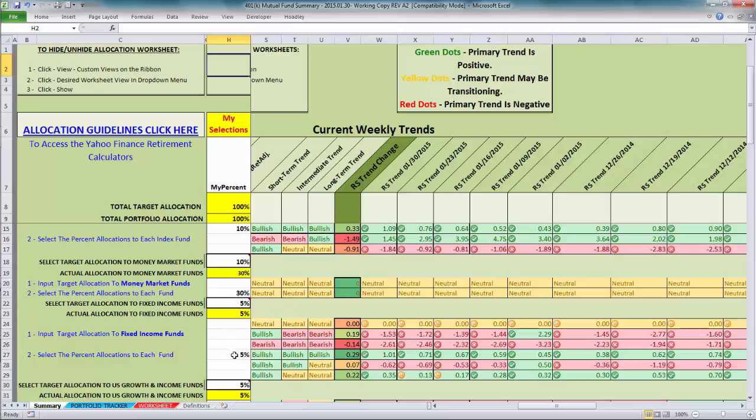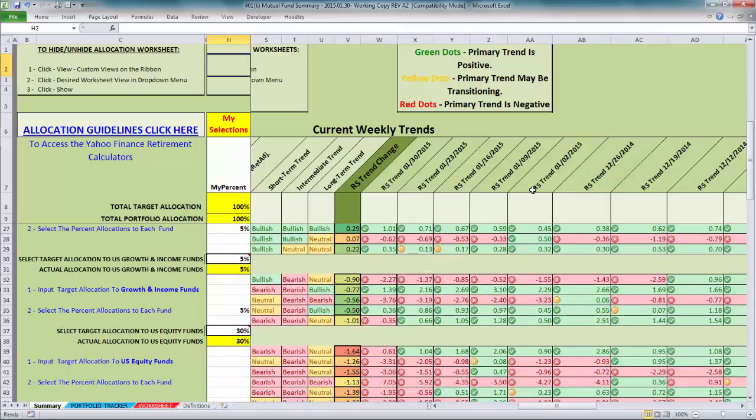Next, let's go to our fixed income funds. You'll see we have a 5% allocation there, and it's showing that there's a bullish green light to the left and a bullish green light to the right. You'll also see that in column V there's a bright green light showing that this has been a very strong fund over the last week.